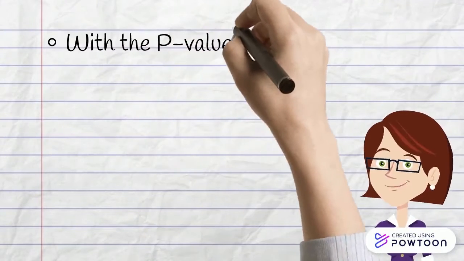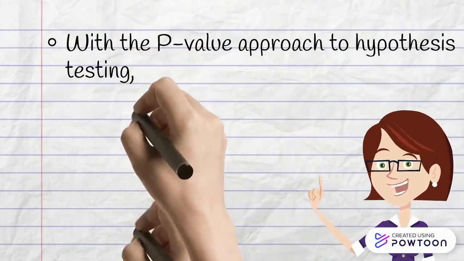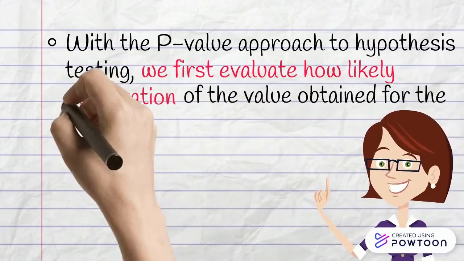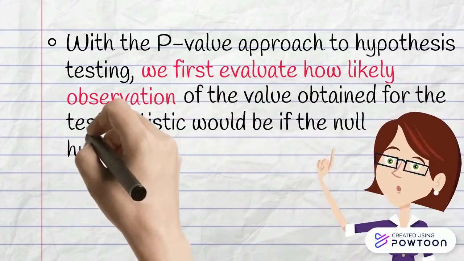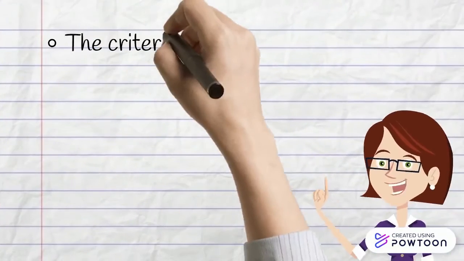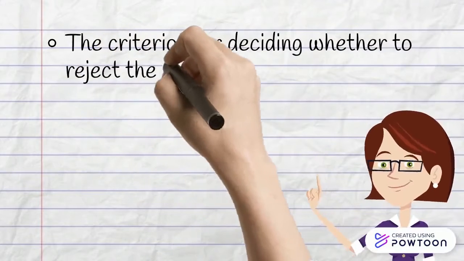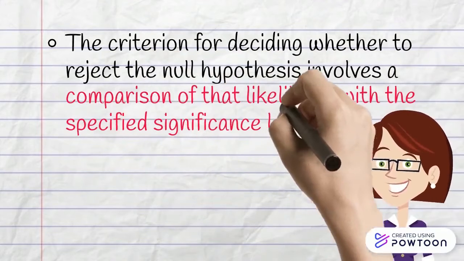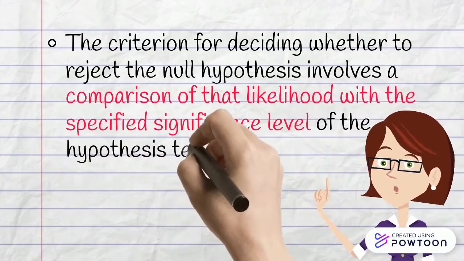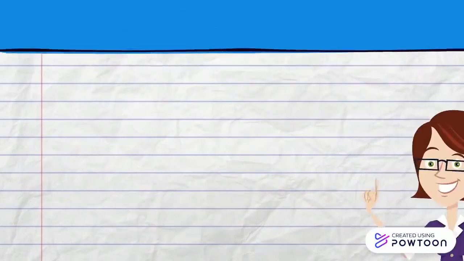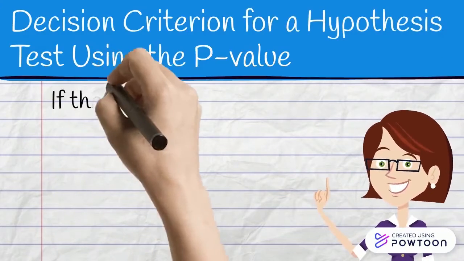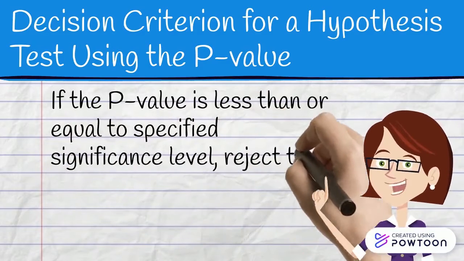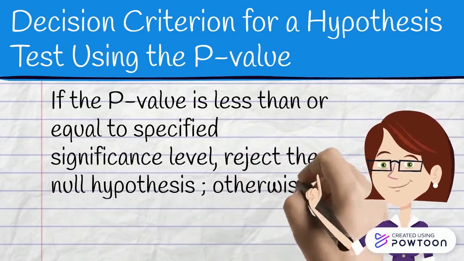With the p-value approach to hypothesis testing, we first evaluate how likely observation of the value obtained for the test statistic would be if the null hypothesis is true. The criterion for deciding whether to reject the null hypothesis involves a comparison of that likelihood with the specified significance level of the hypothesis test. Decision criterion for a hypothesis test using p-value: if the p-value is less than or equal to the specified significance level, reject the null hypothesis. Otherwise, do not reject the null hypothesis.